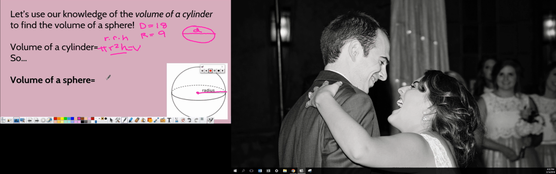So that means if we're taking out the height, how many times am I going to have to multiply the radius by itself? Well, 3 times. Still going to have pi.